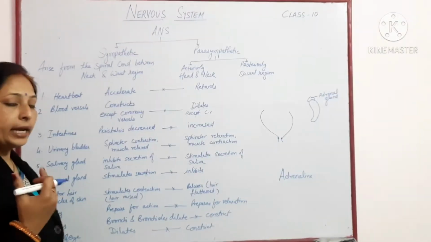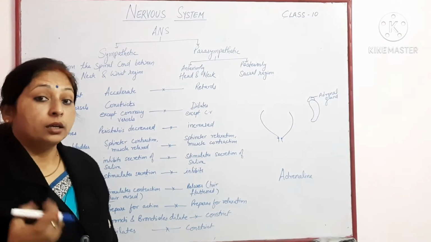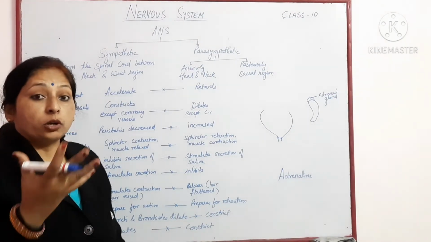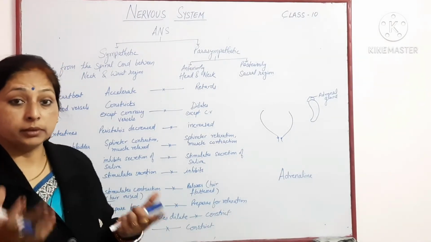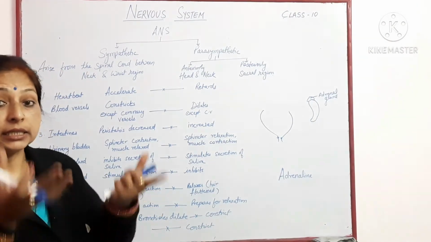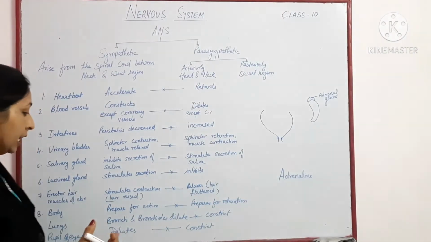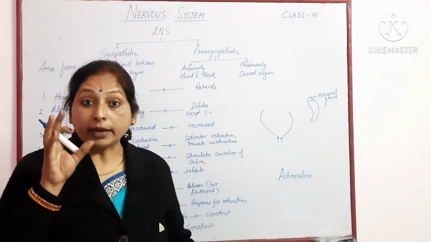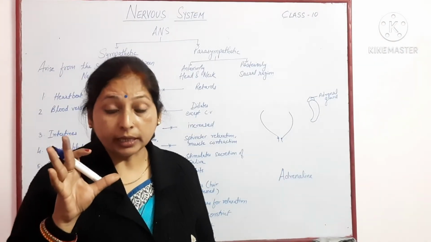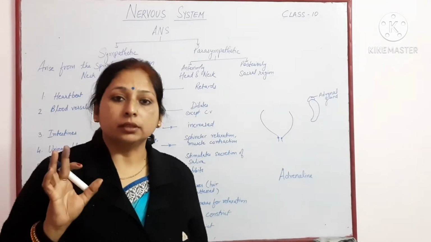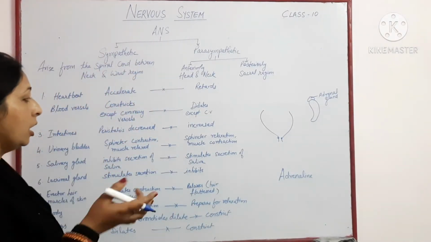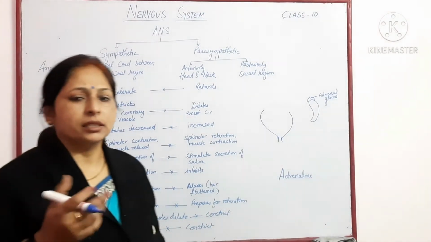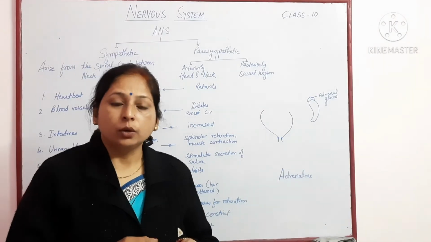Lungs: bronchi and bronchioles dilate. When we are taking a deep breath like this, the bronchi and bronchioles, the parts of the lung, dilate and take more air inside. Pupil of the eye dilates, just as when we open our eyes wide, there is dilation of the pupil. So now, how you will memorize this, not just learning, but a way to understand what happened.